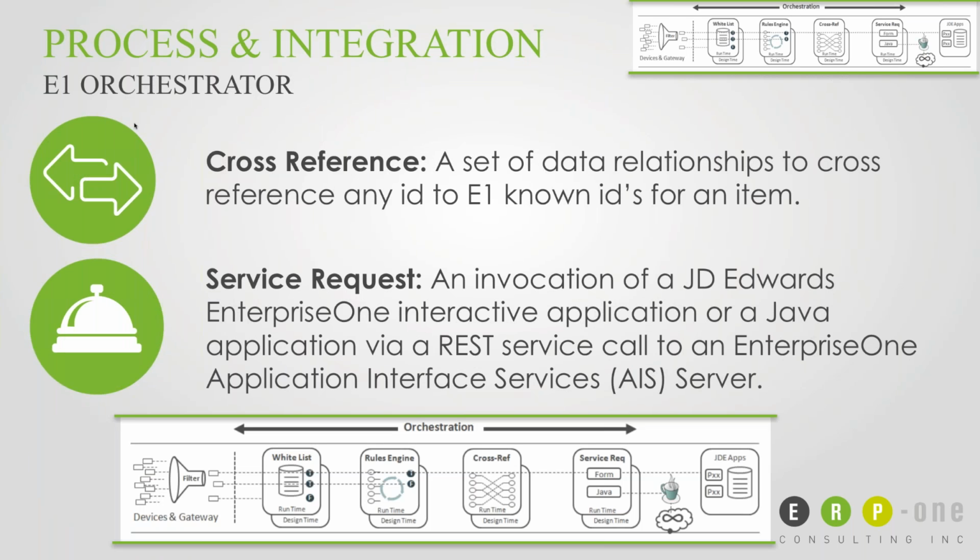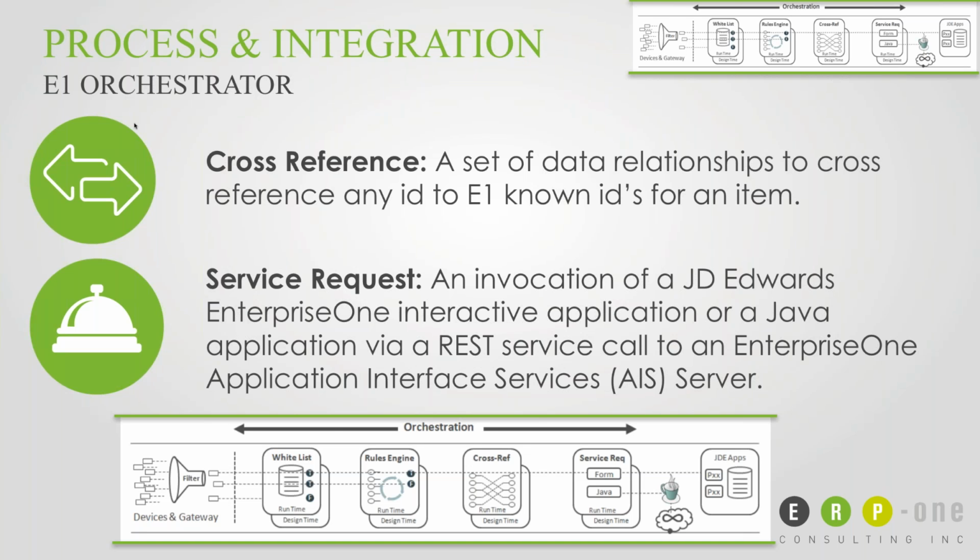Next is the cross-reference. This is really just referencing IDs to something that E1 knows. So if we think of our example again of the truck, there's probably IDs for each particular sensor inside the tires. But maybe those sensor IDs are 30 digits long. But inside JD Edwards, we don't necessarily have a record of every sensor name, and maybe we don't even have a field that's 30 digits long that we can store it in. So that's a bit of a problem.